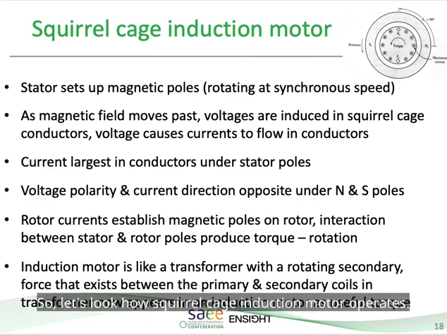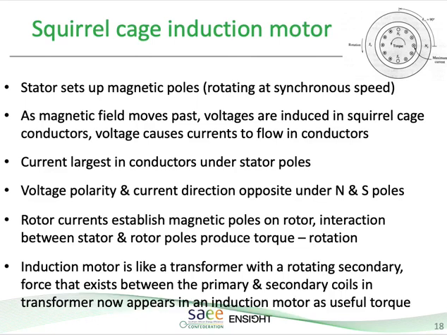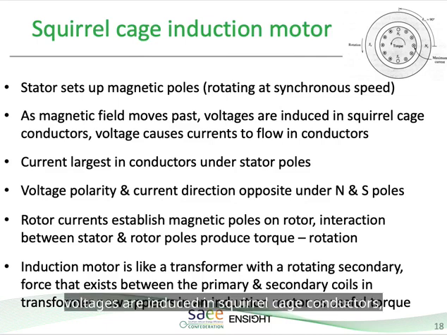So let's look at how a squirrel cage induction motor operates. The stator sets up magnetic poles. It's rotating at synchronous speed. As the magnetic field moves past, voltages are induced in the squirrel cage conductors.